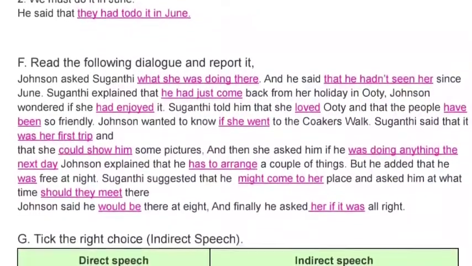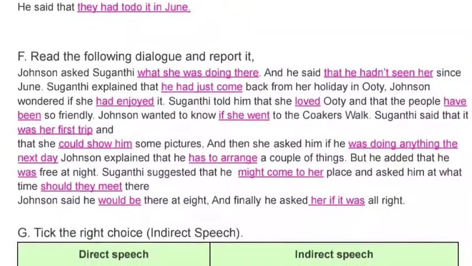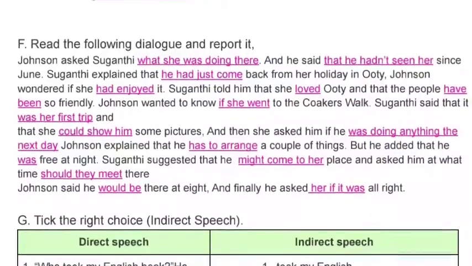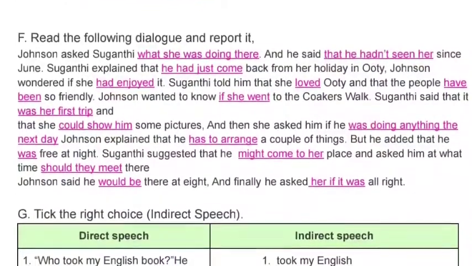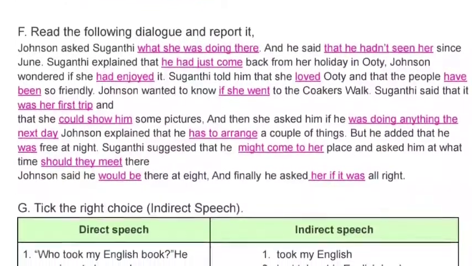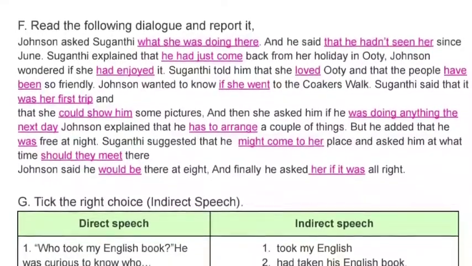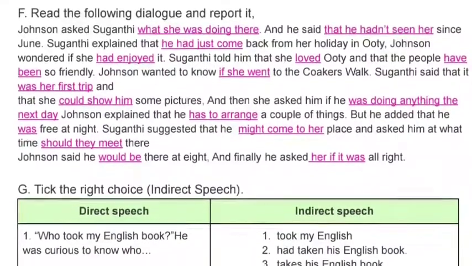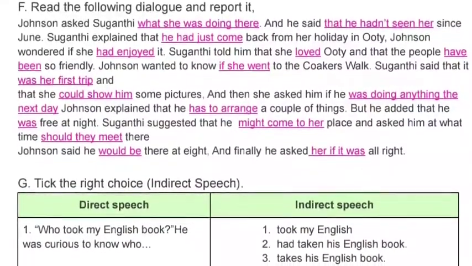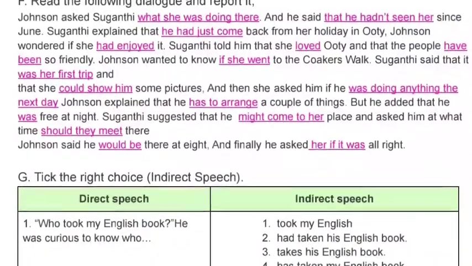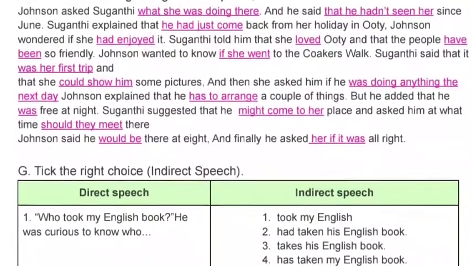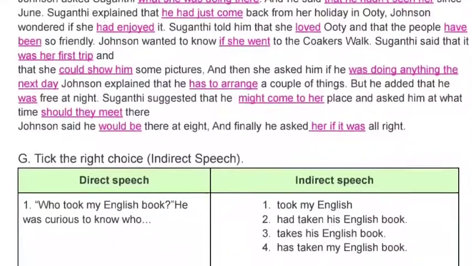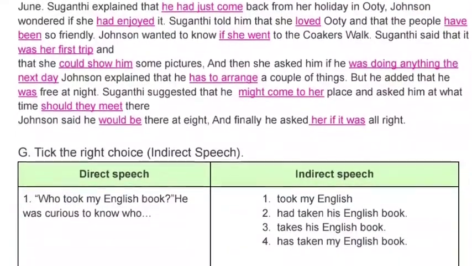F. Read the following dialogue and report it. Johnson asked Suganthi what she was doing there. And he said that he hadn't seen her since June. Suganthi explained that she had just come back from her holiday in Ooty. Johnson wondered if she had enjoyed it. Suganthi told him that she loved Ooty and that the people had been so friendly. Johnson wanted to know if she went to the Cocos Walk.